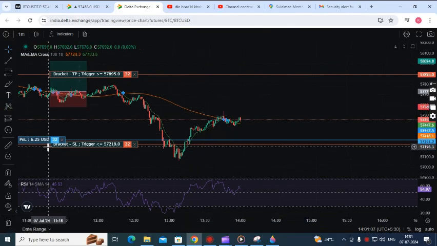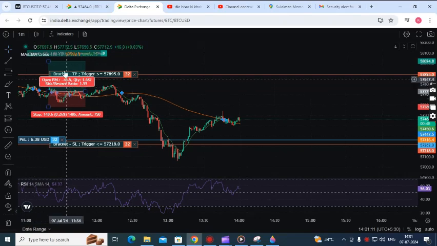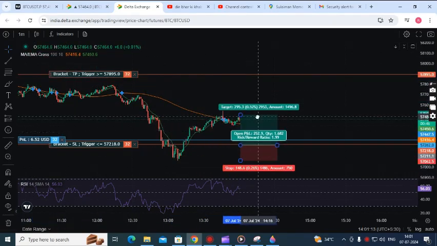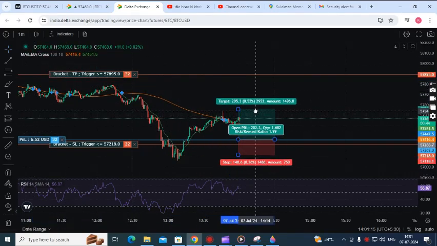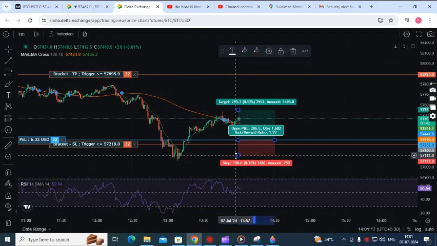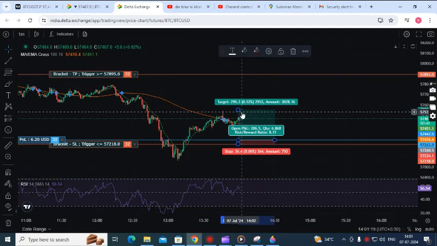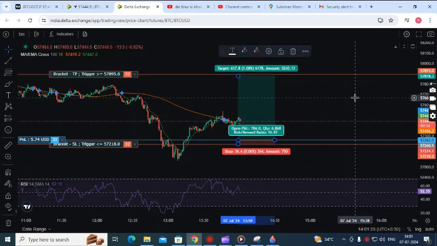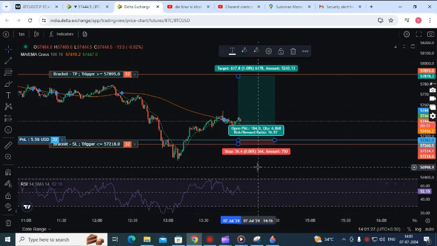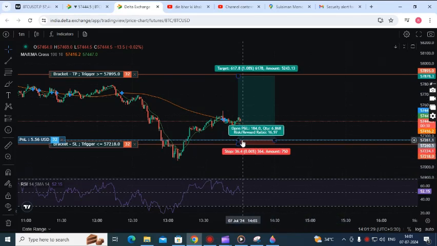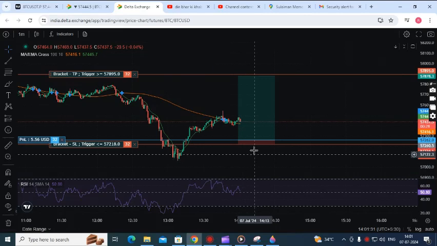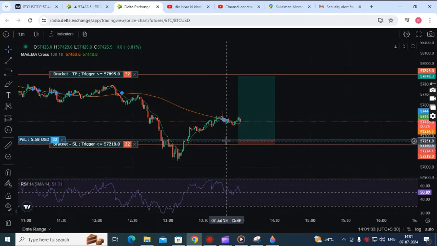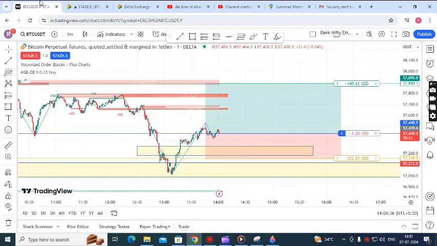Let's see, guys. So here also I will just put the stop loss and target for your reference. So it's going to be a very big trade. Risk reward ratio is showing very high. Yeah, it's high actually, because I have taken the trade here. Let's see.